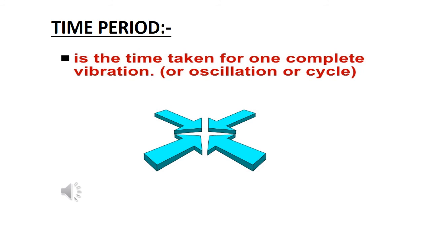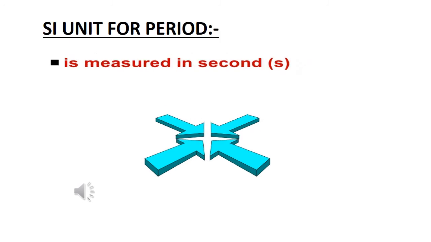Okay, so the next characteristic of a wave is the period. Basically, it is denoted by T, or we can also call it the time taken. It is the time taken for one complete vibration, or one complete oscillation, or one complete cycle. As we are dealing with time, definitely the SI unit for the period would be second.